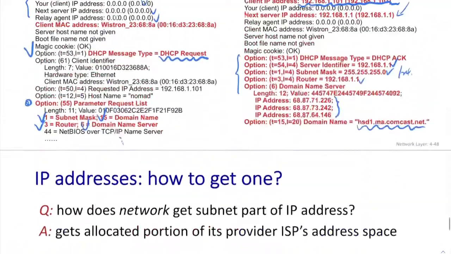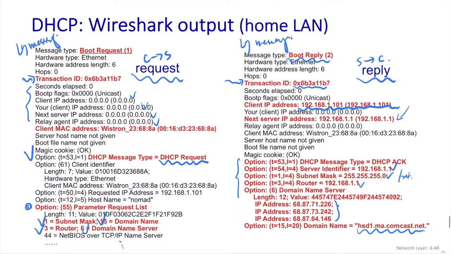I think that is okay. That is DHCP. We stop right here.